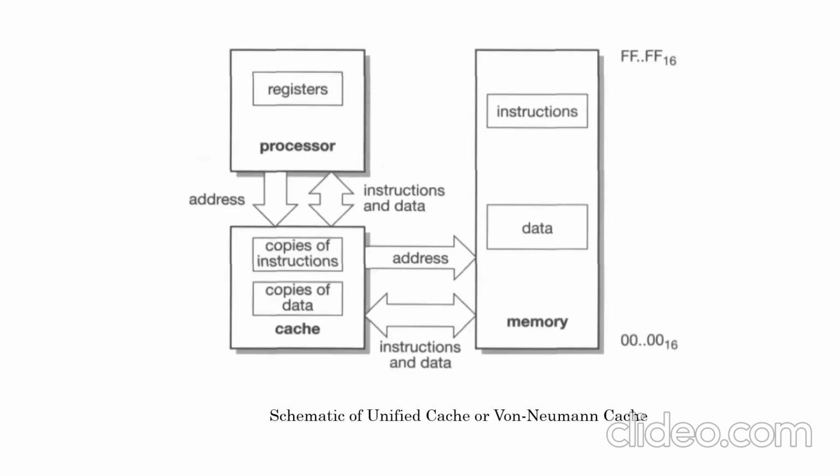So this is the basic block diagram schematic for a von Neumann cache or a unified cache. You will have one separate memory for storing both the instructions and data, and one cache for holding the copies of those instructions and data. A cache holds the copies of data and instructions present in the memory.